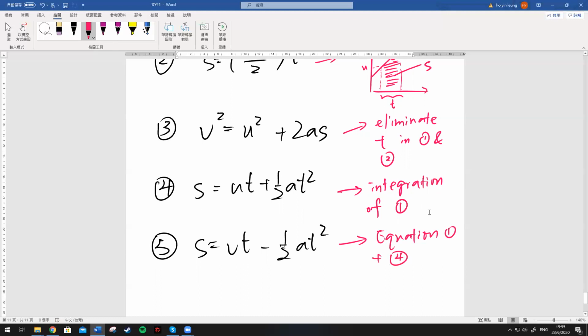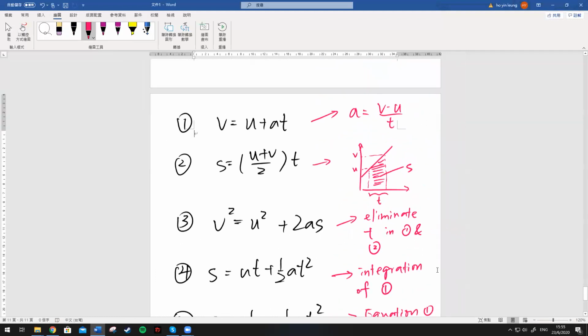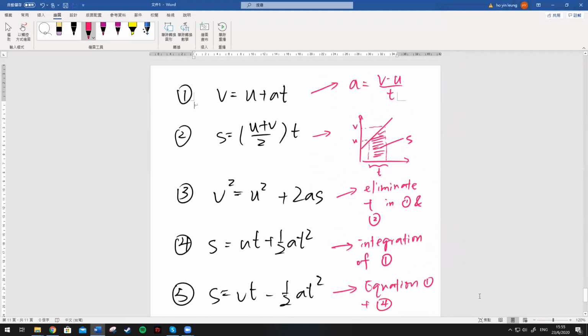Okay, now can you understand this equation now? Yeah, I mean, how they are coming from. Okay, so at least you have a sense of how they come from.